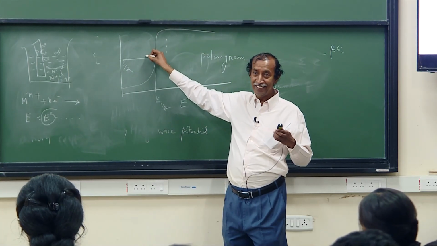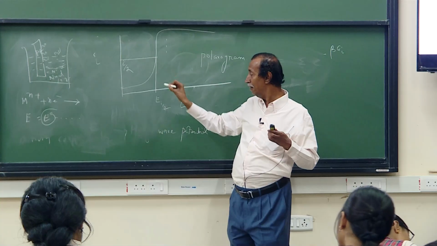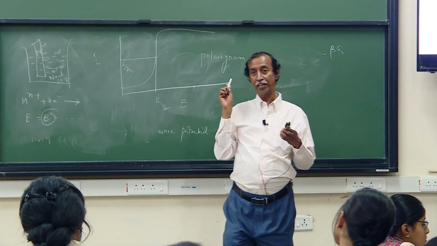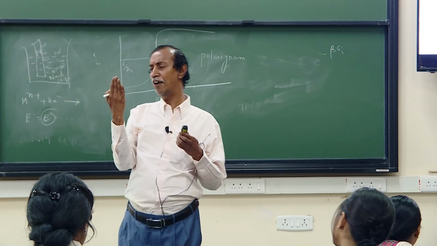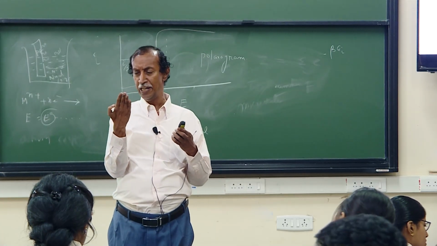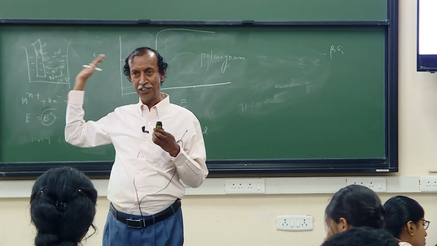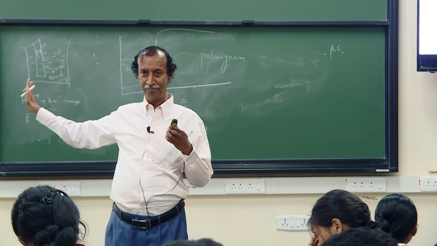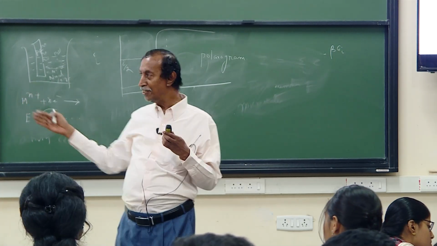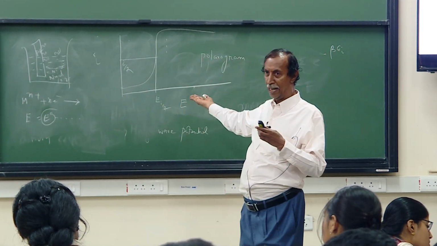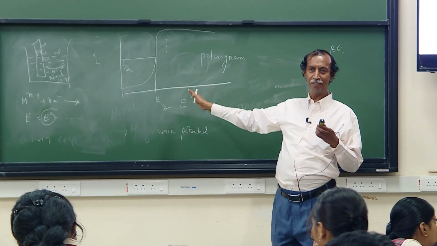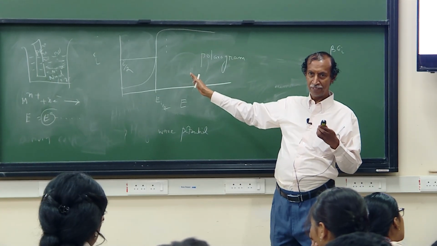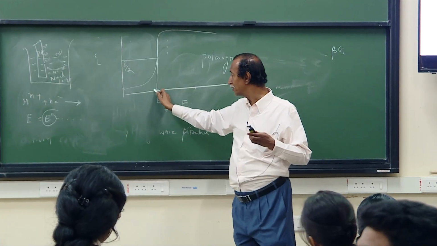So, this E half is called the half-wave potential, where the current is half of the maximum current, I by 2. Very interestingly, this E half is characteristic of a particular ion. So, if somebody says, sir, E half is minus 0.3 volt versus a standard hydrogen electrode, I will tell you this is the ion present. Somebody gives me this polarogram, I will be able to tell the ion present simply by looking at this number.